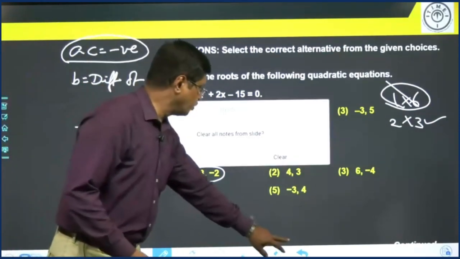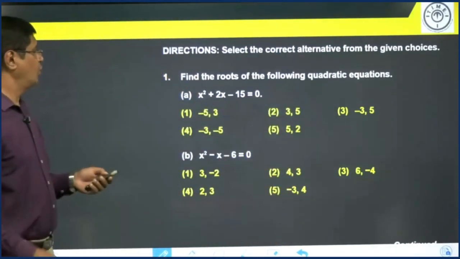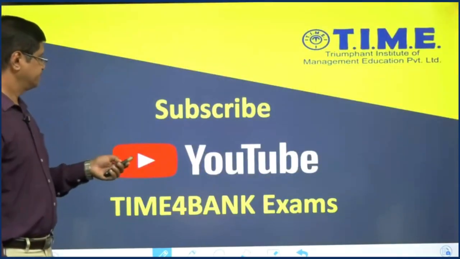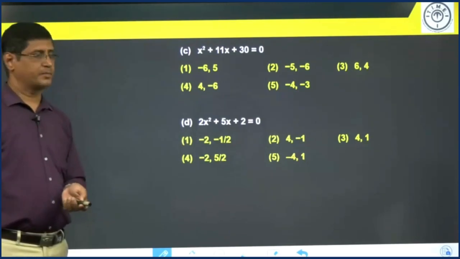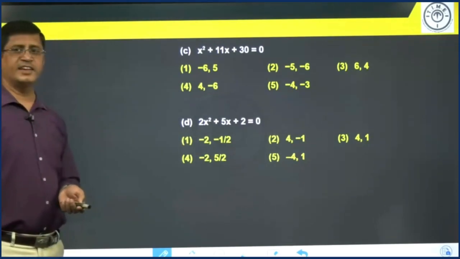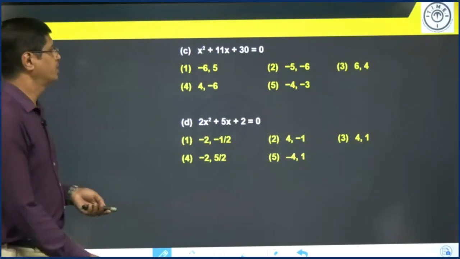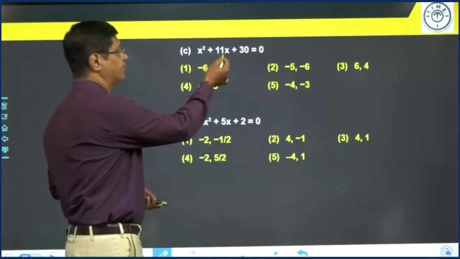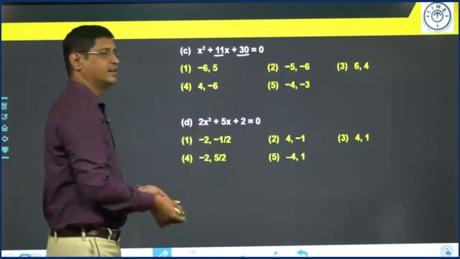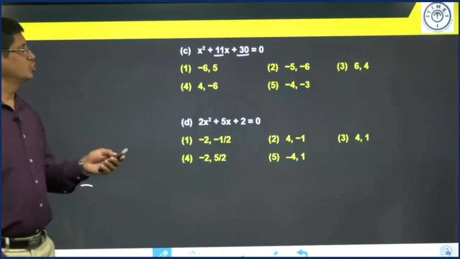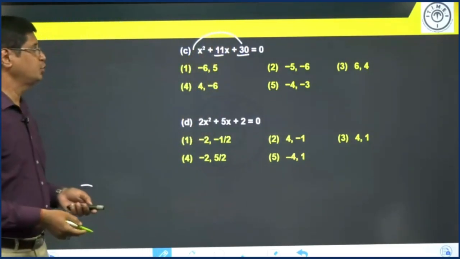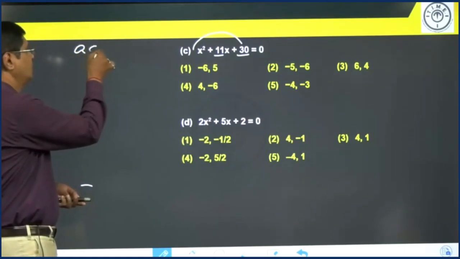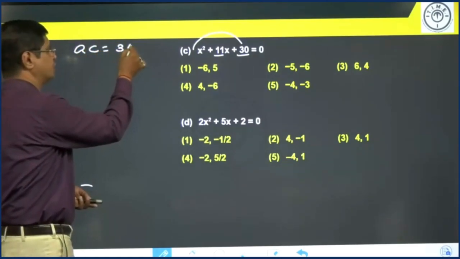Yes, my dear students, 2 more questions are given on the same logic. Just look at the next example. x square plus 11x plus 30 is equal to 0. A, B and C values. So what is the product of A and C? It is a positive 30. A into C is equal to positive 30.